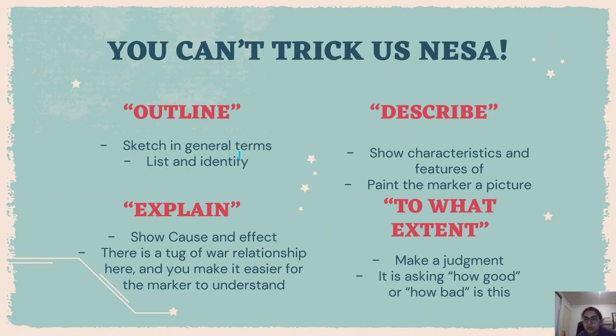Okay, so let's start off with the verb of outline. Outline is when we are sketching something in general terms. So we're just listing it or identifying it. You don't have to explain it, you don't have to describe it, you just literally write down, you just outline. So the way we had to outline three physiological adaptations to training, that's all you have to do. Then we've got describe.